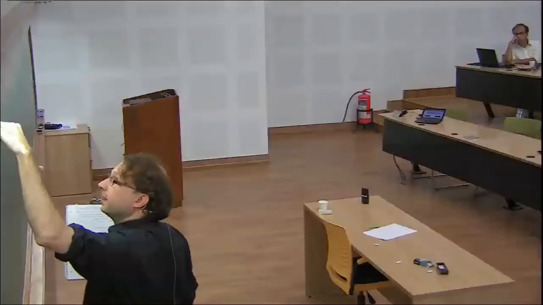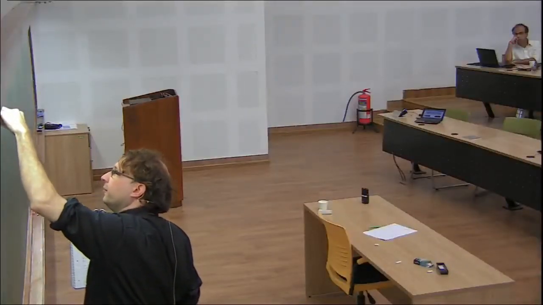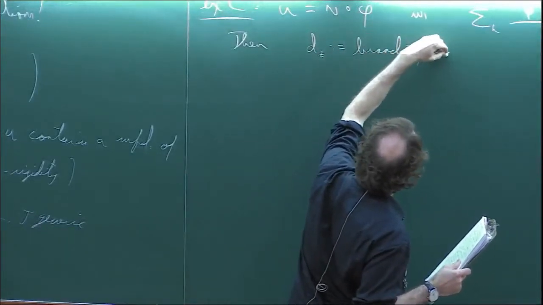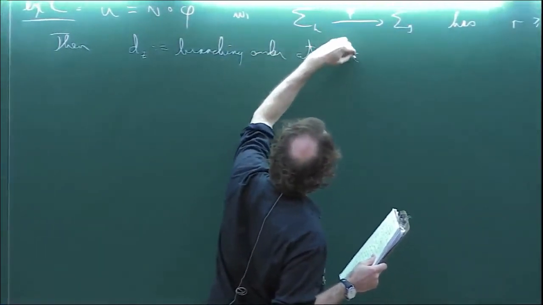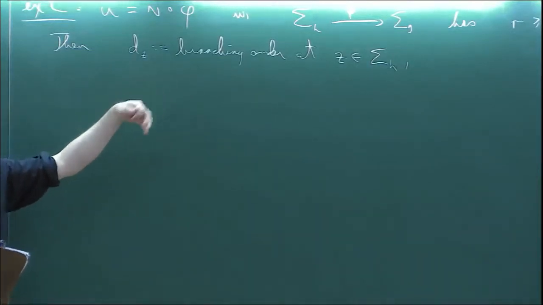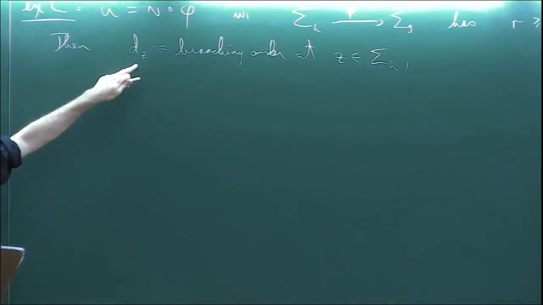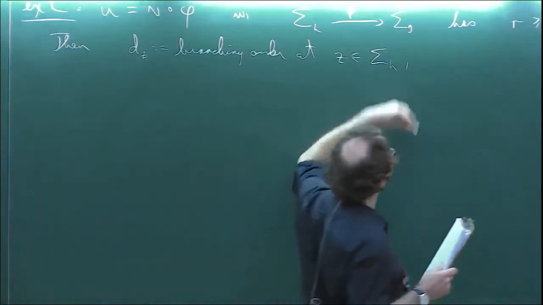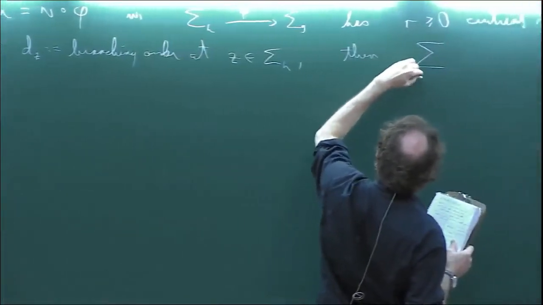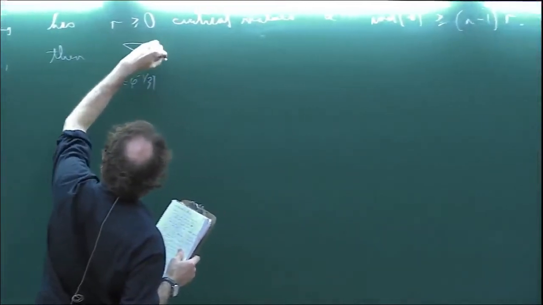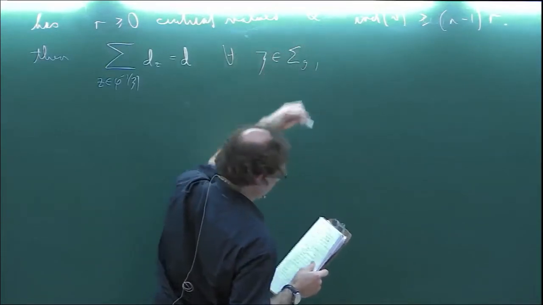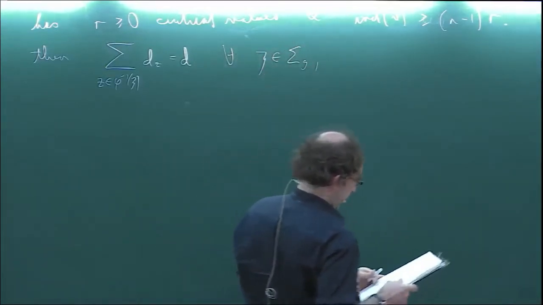So if I denote by d sub z the branching order at a given point z in the domain of our branched cover, I know that if you take all the z's in the preimage of some particular point and add up these d sub z's, you'll get d, the degree of the cover. That is to say, the sum over all z in phi inverse of zeta of these numbers d sub z equals d, for all zeta. So let's compute something from this.